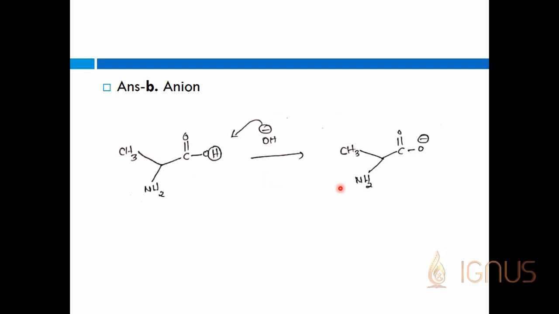Alanine exists in anionic form in a basic solution. In acidic solution, it will exist as a cation because this amine will abstract the proton and form a positively charged nitrogen.